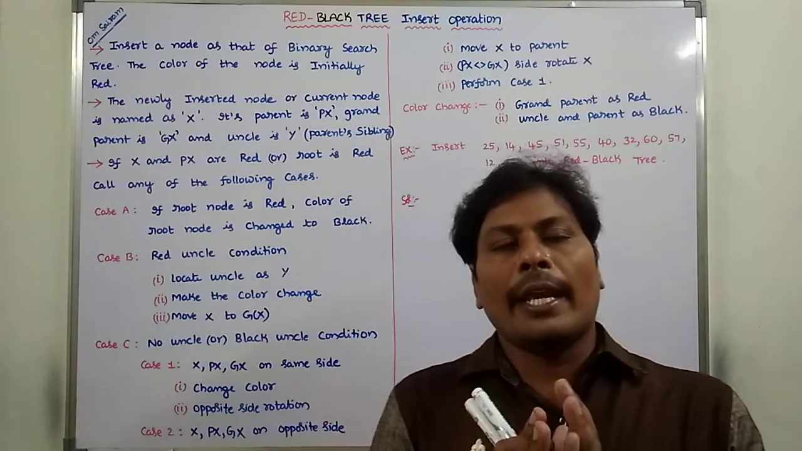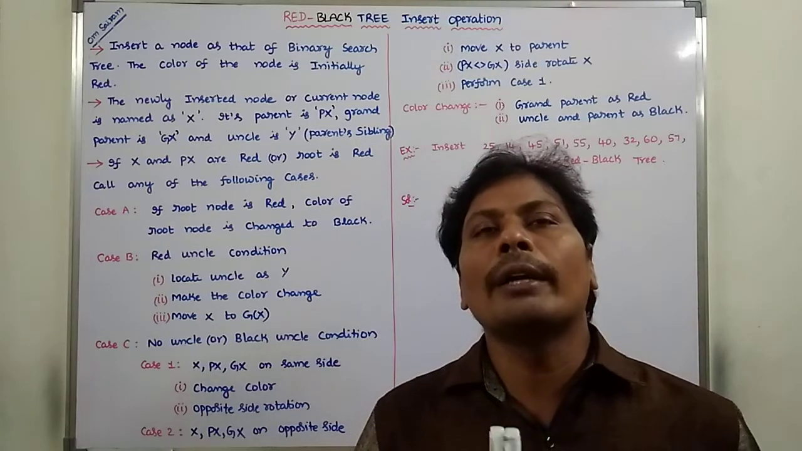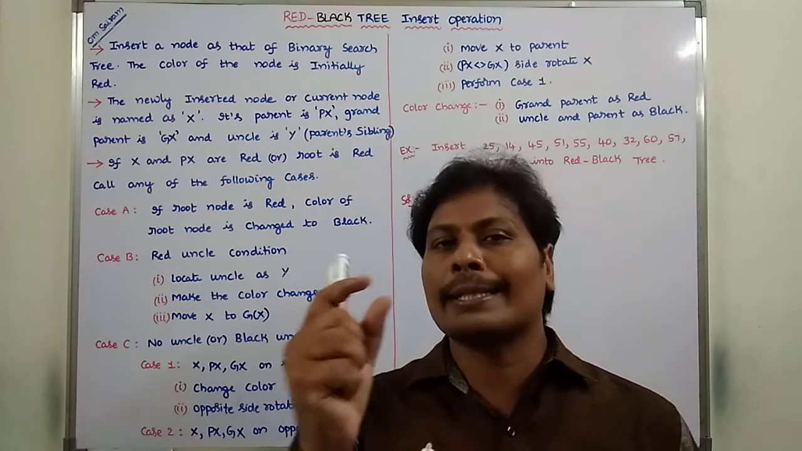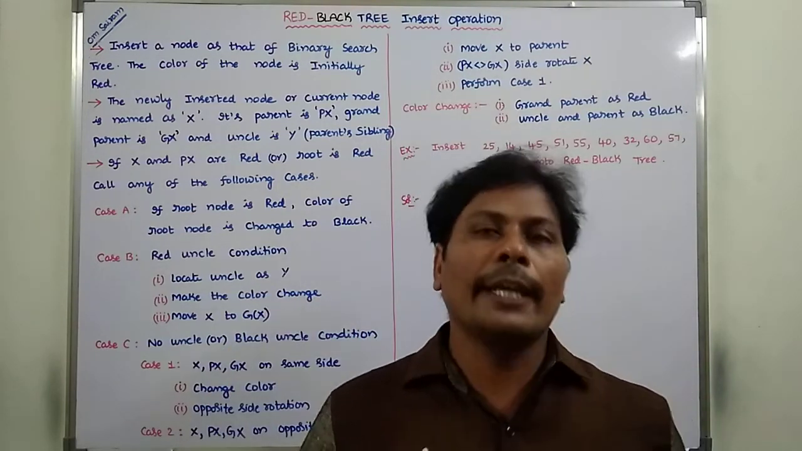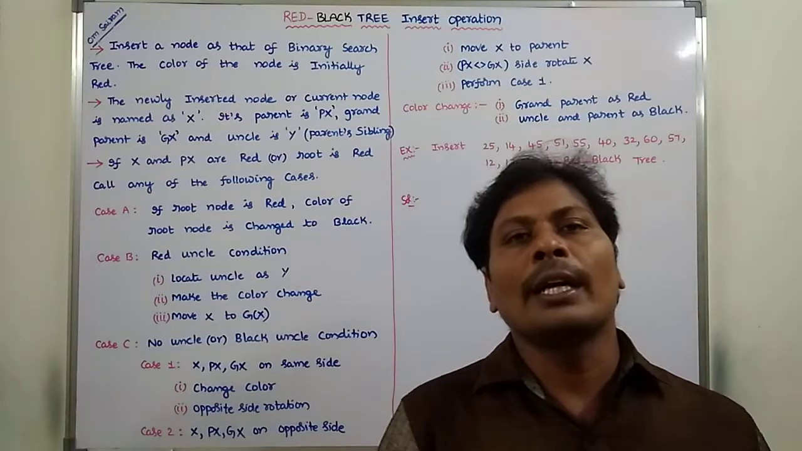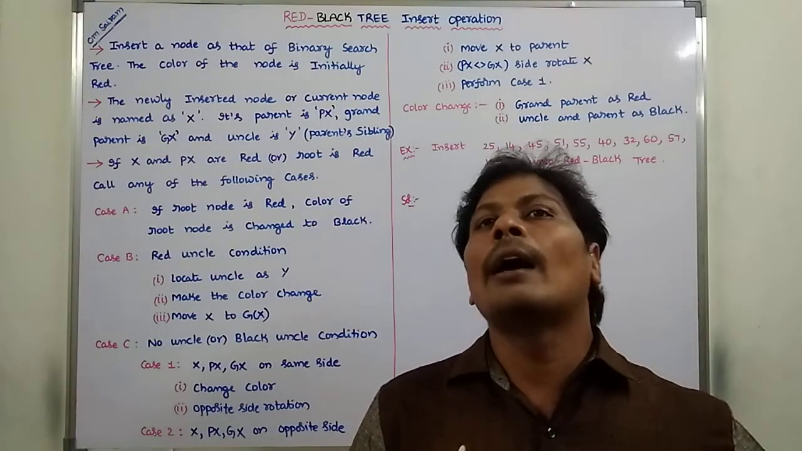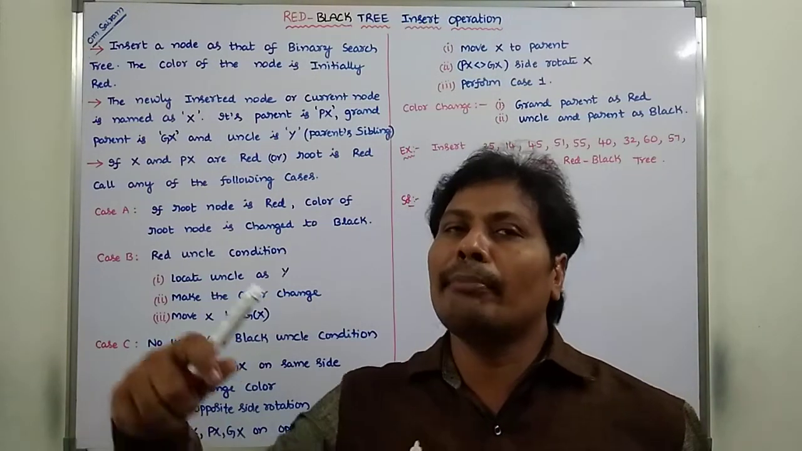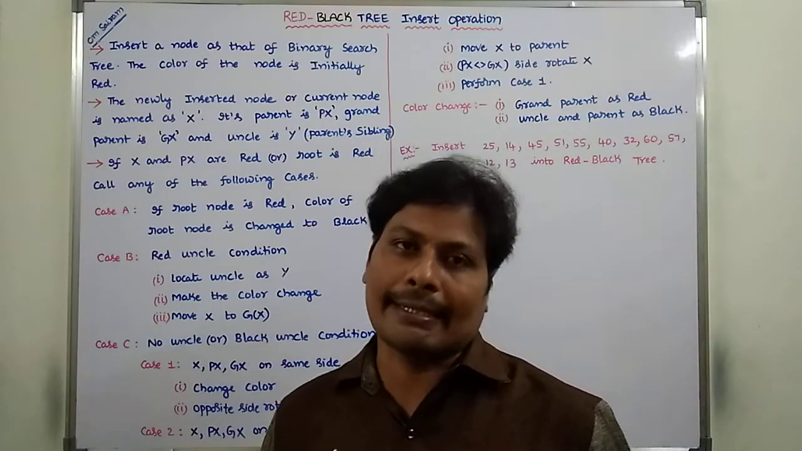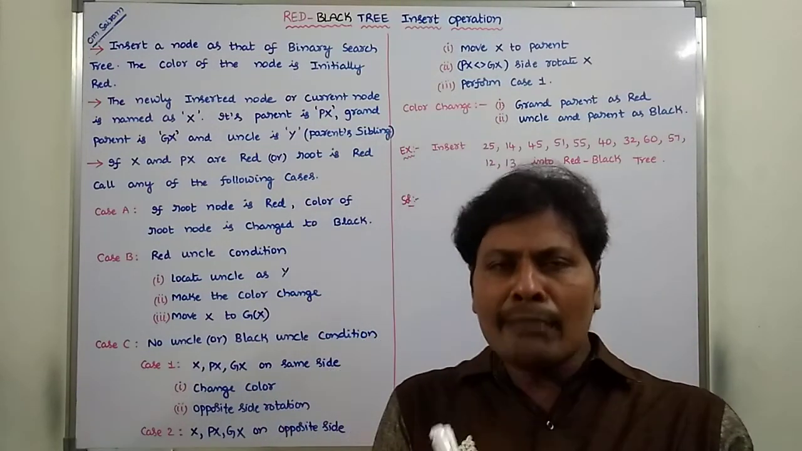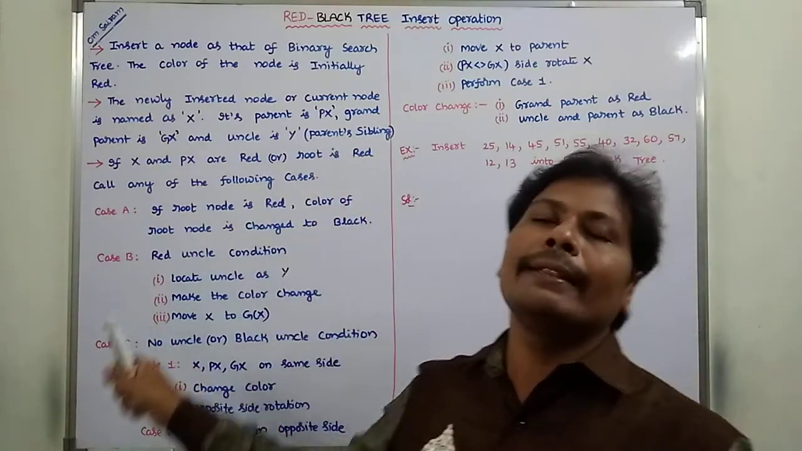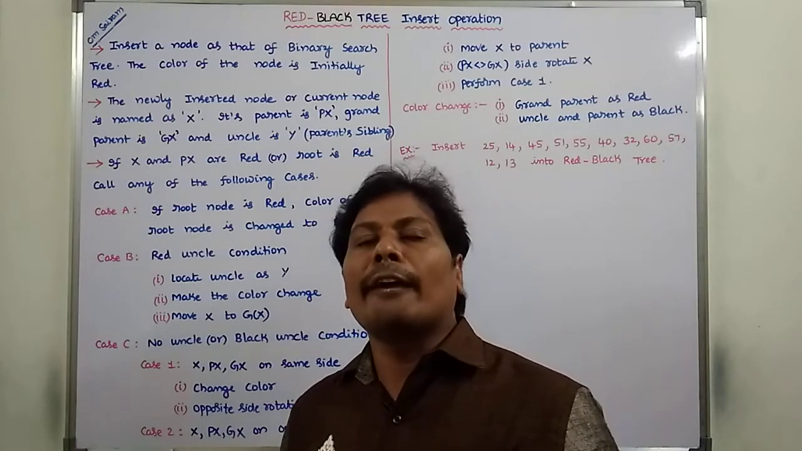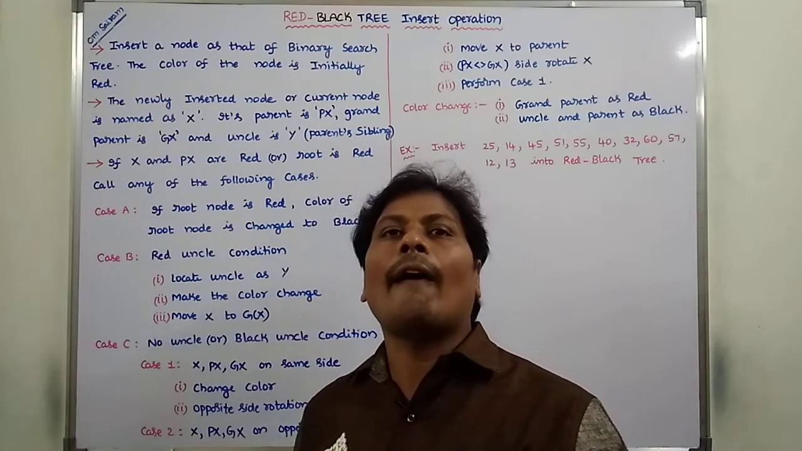Suppose we want to insert a node in a binary search tree. First, that node value is compared with the root node. If it is less than the root node, it is inserted into the left subtree. If it is greater than the root node, it is inserted on the right-hand side. The same rule is also applied in the red black tree, but in the red black tree, every node is either red or black.